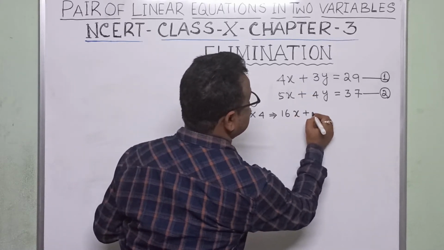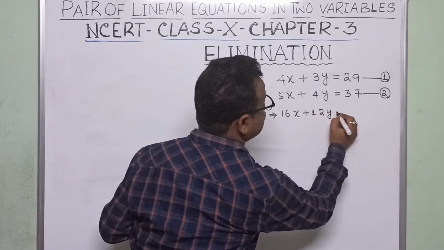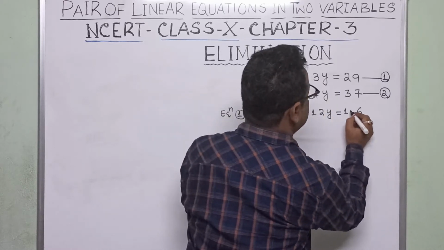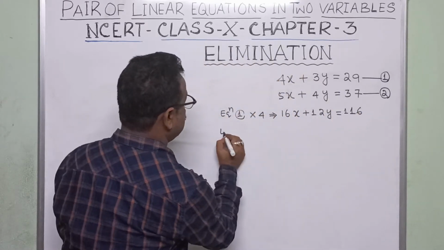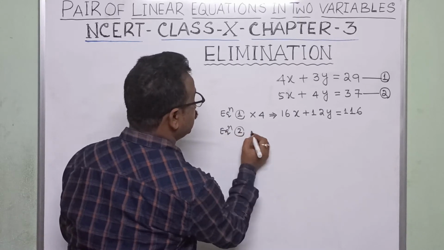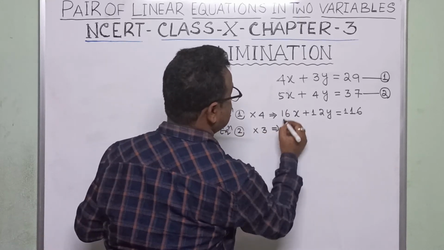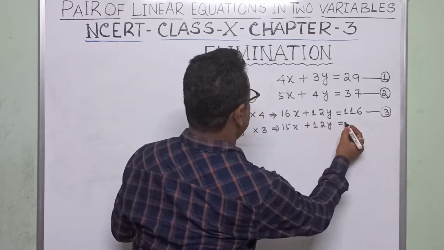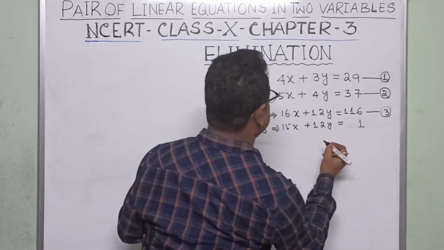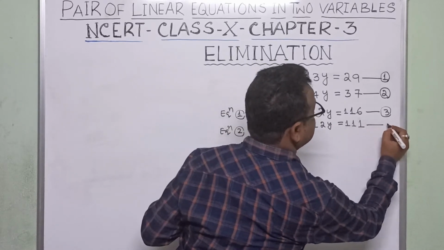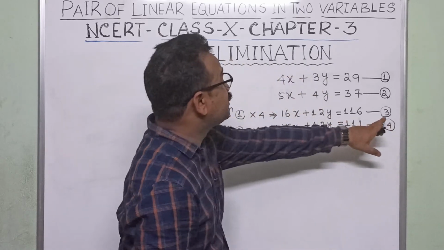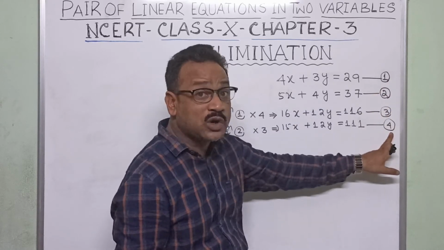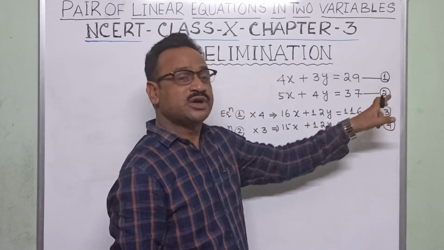16x plus 12y is equal to 4 into 6 take 3, 816. Now equation 2 into 3, that implies 15x plus 12y, 721, 129, 111, equation 4. So equation 3 is the equivalent equation of equation 1 and equation 4 is the equivalent equation of equation 2.